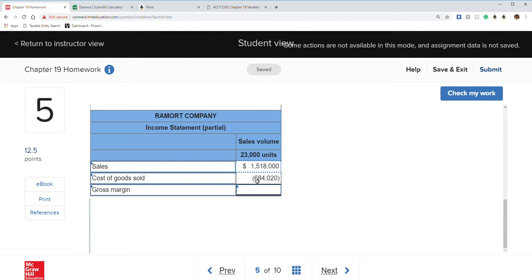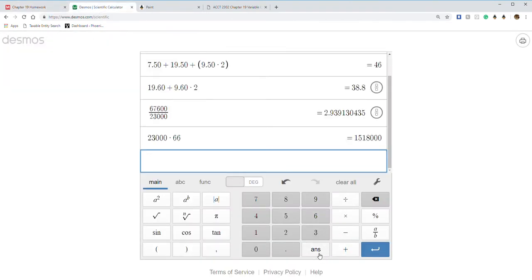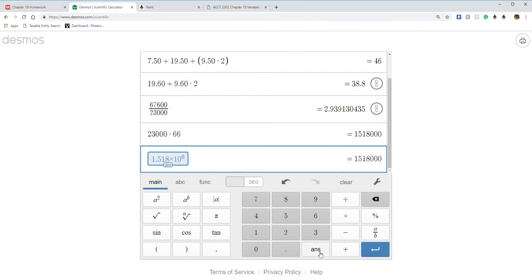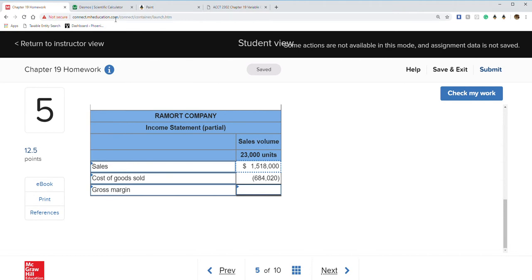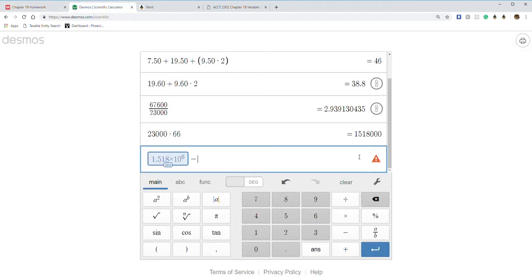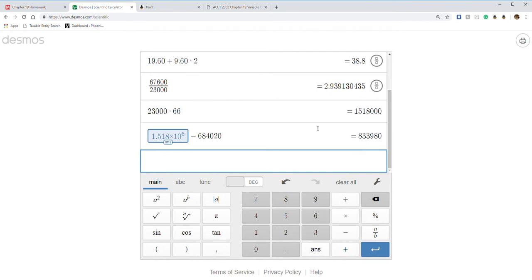Okay? And look, Connect automatically fills in our cost of goods sold, so all we have to do is basically figure out gross margin. And if you have any calculator that has the answer key, just hit enter, minus 684020. And we come out with 833,980. Ooh, big numbers.